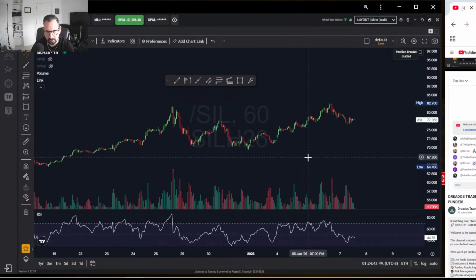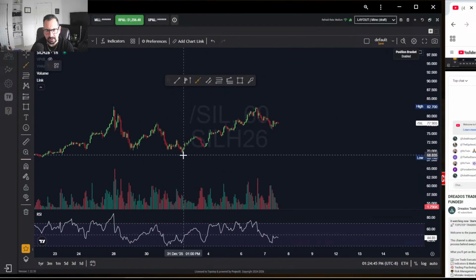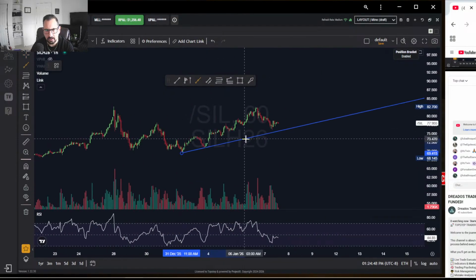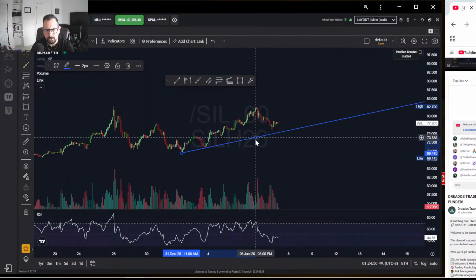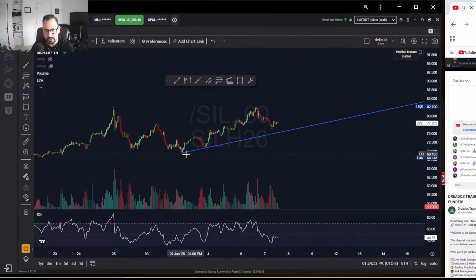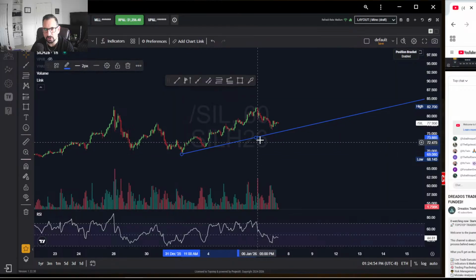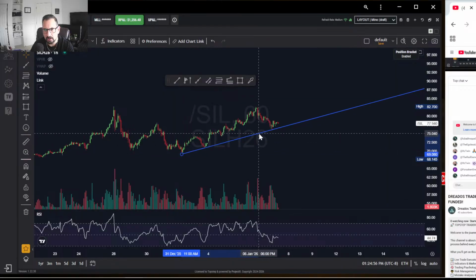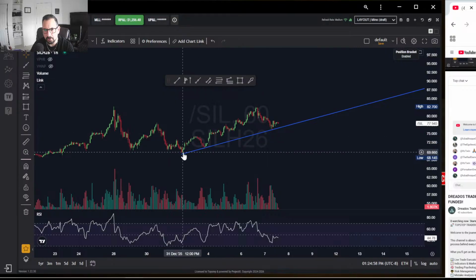So let's go to the hourly, see where we had our trend line. So this trend line is here. So that was not the trend line that broke from this low. So we will not draw. Actually, this is the trend. So we're holding the trend right now.